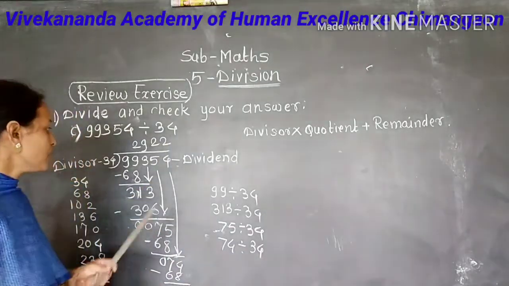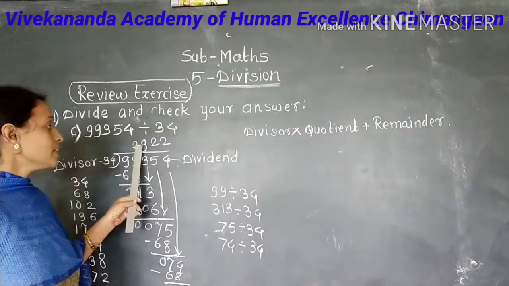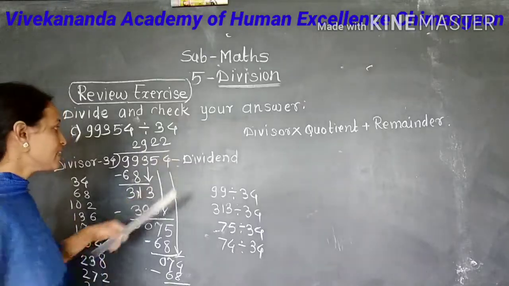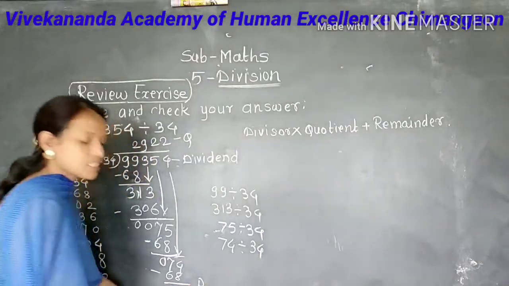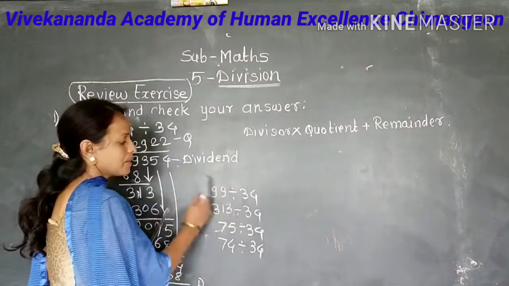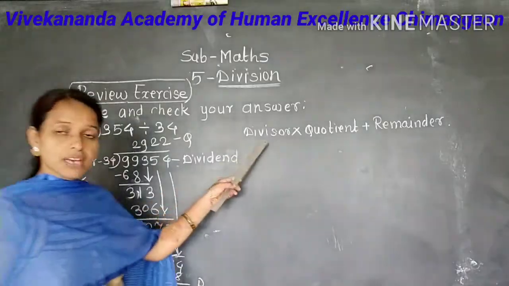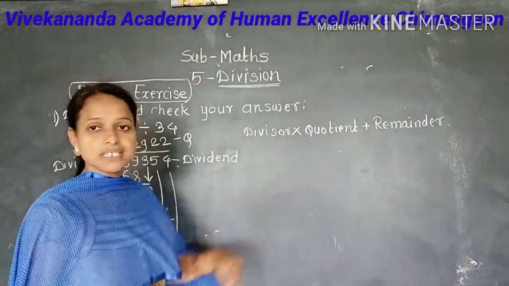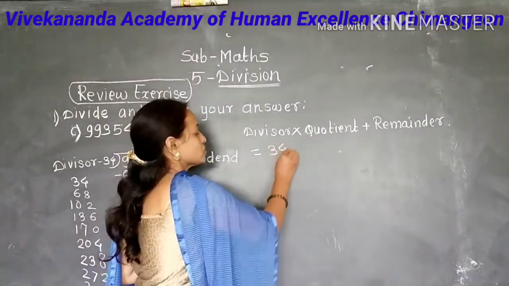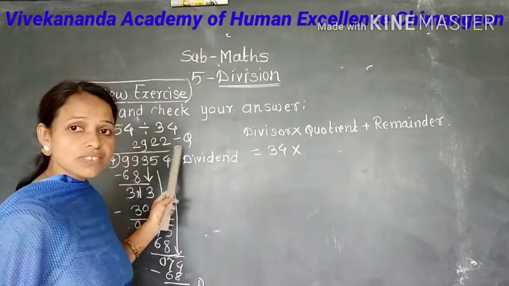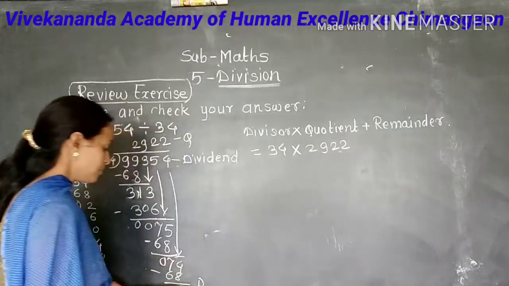In this way, here we divide 99,354 by 34. It gives us quotient 2,922 and remainder 6. Now we check our answer by division algorithm. Division algorithm I have written here: divisor into quotient plus remainder. Here divisor is 34, quotient 2,922 and remainder 6.